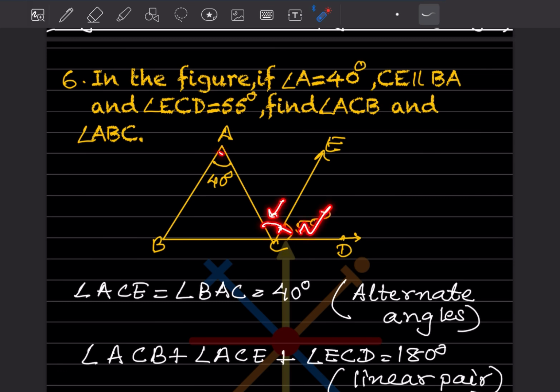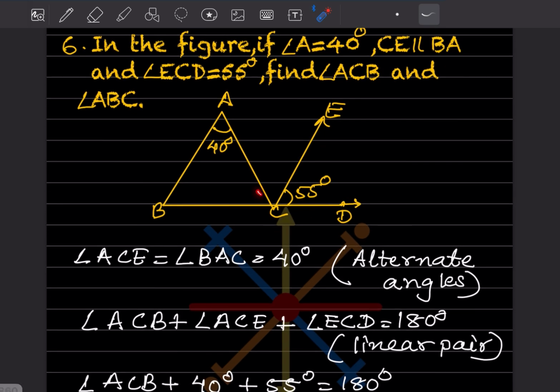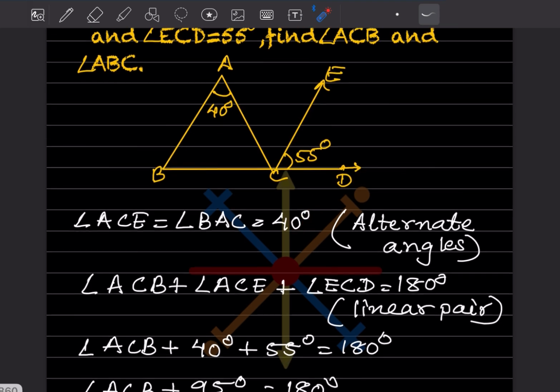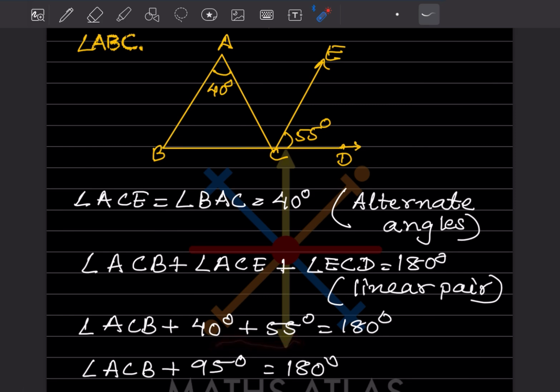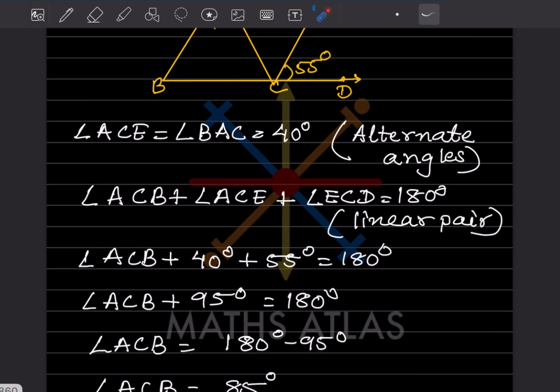Now we can see ACB. We want this angle. So angle ACB plus angle ACE, this angle together, is going to be 180 degrees, so that will be a linear pair. We don't know ACB, but we know ACE, that is 40 degrees, and this is already given, that is 55. So ACB plus 95 degrees is 180 degrees. So ACB is going to be 180 minus 95, because it changes the side. So ACB is 85.